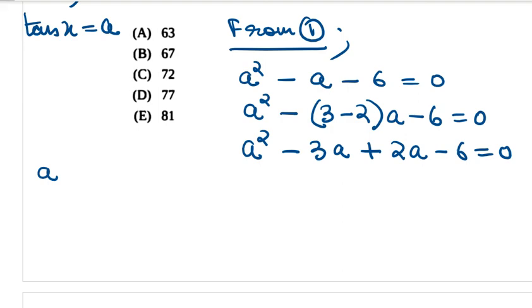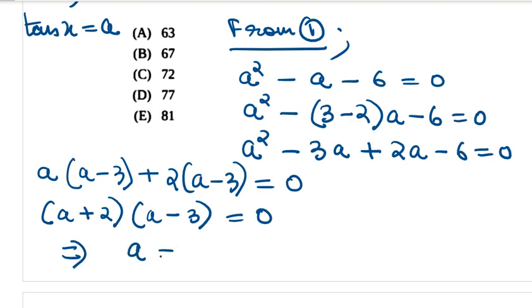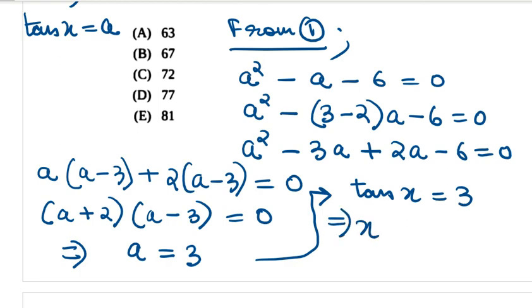Just hold on. So a common, a minus 3 and plus 2 common, a minus 3 is equal to 0. From here, a plus 2 and a minus 3 is equal to 0. That implies, don't take the negative 1, take the positive 1, a is equal to 3. That means tan x is equal to 3, which implies x is equal to tan inverse 3.